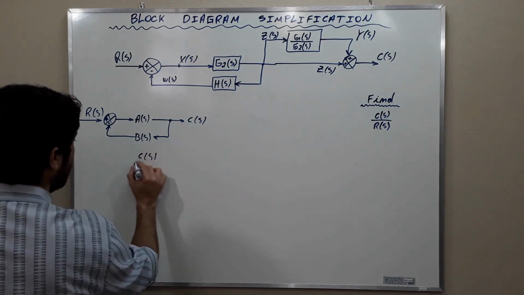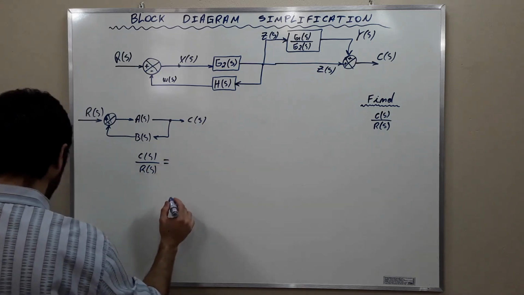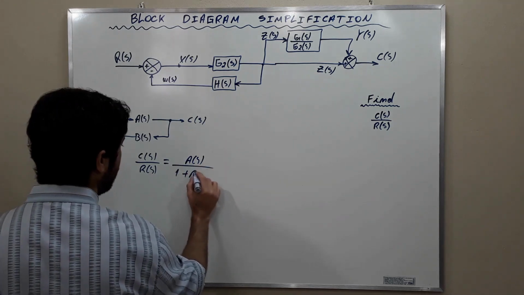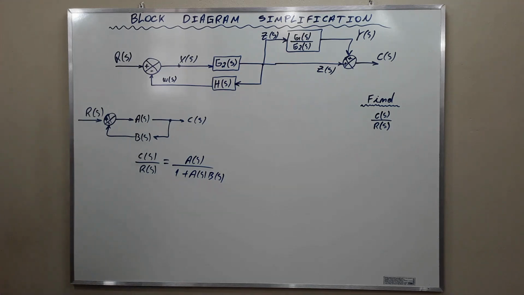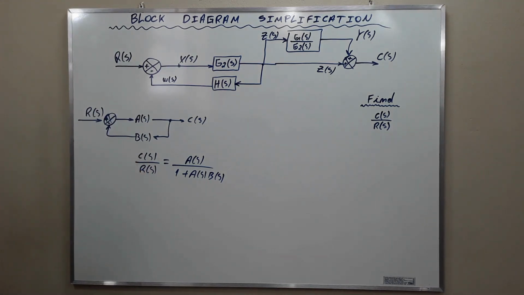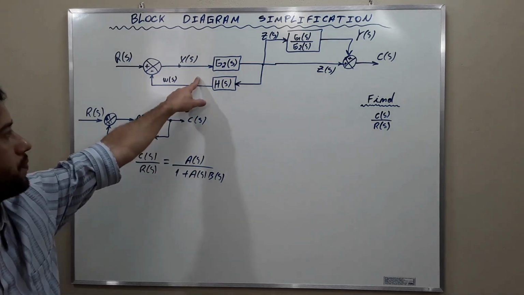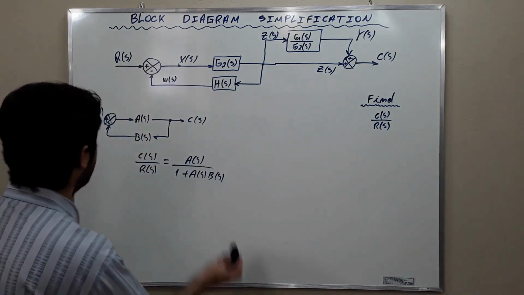A feedback loop like this can be simplified as output over the input equal to A of s over 1 plus A of s B of s. This is how we simplify a feedback loop. We are going to apply this rule here. Very nice. Easy.